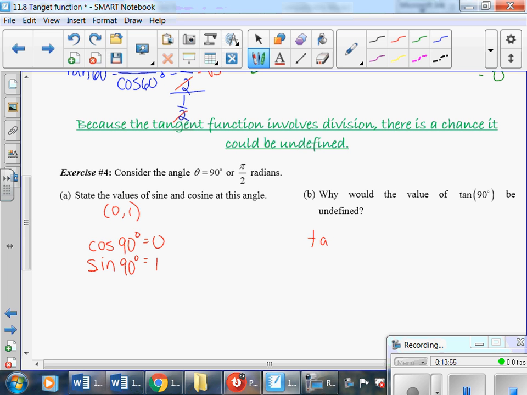All right, so why would the value of the tangent be undefined? Well, the tangent of 90 is equal to the sine of 90 divided by the cosine of 90, which is equal to 1 over 0. Oh, that's why, because the cosine is 0, which is in the denominator. So why would it be undefined? Because you can't divide by 0. I'm not going to spend time writing that out, but because your cosine of 90 is equal to 0, your tangent will be undefined.